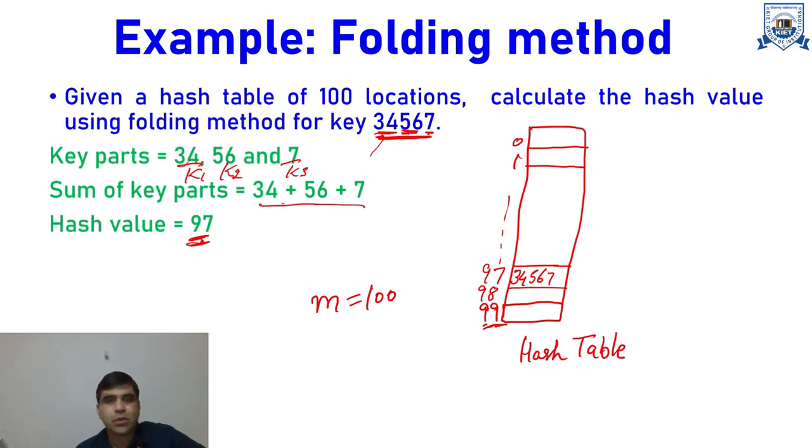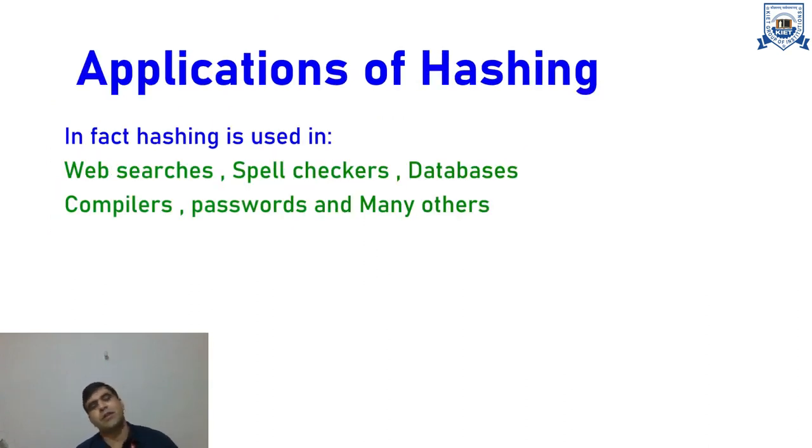Is it clear? Okay. We have already said that there are various applications of hashing. In fact, hashing is used in web searches, spell checkers, databases, compilers, passwords, and many others. In compilers, whenever a program is compiled, all the variables and identifiers declared in your program are stored in symbol tables, and you need to look them up. Similarly for spell checkers, databases, and web searches, where a large amount of data is stored, hashing will improve the performance of searching.